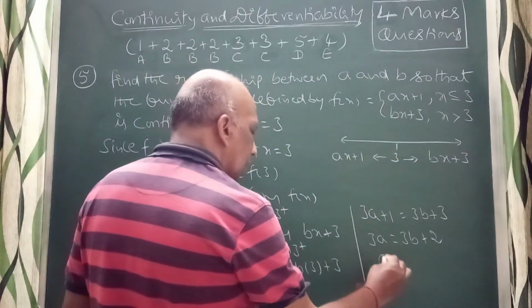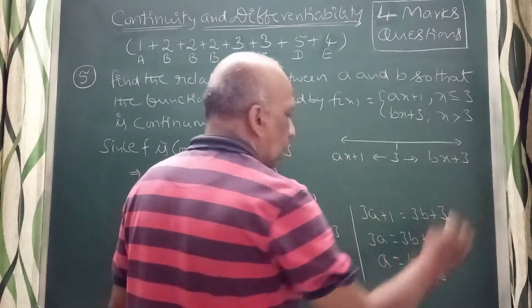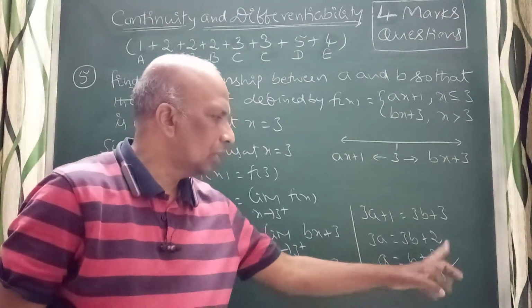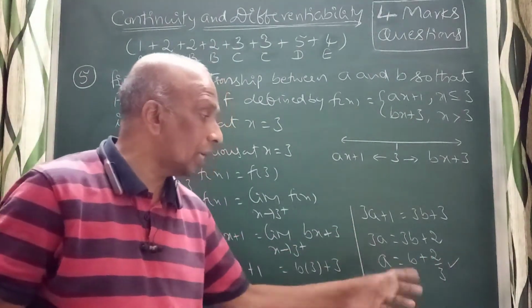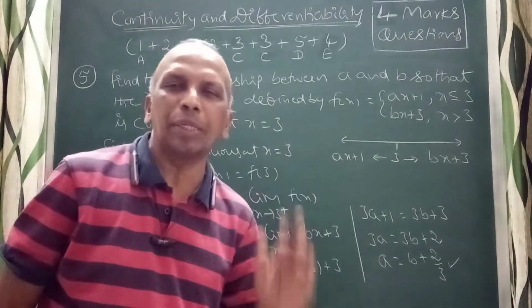If I divide by 3, a is equal to b plus 2 by 3, or a minus b is equal to 2 by 3. So that is the relation between a and b.